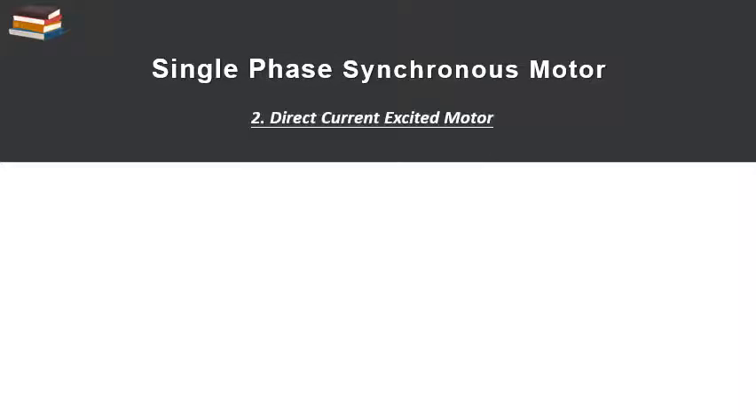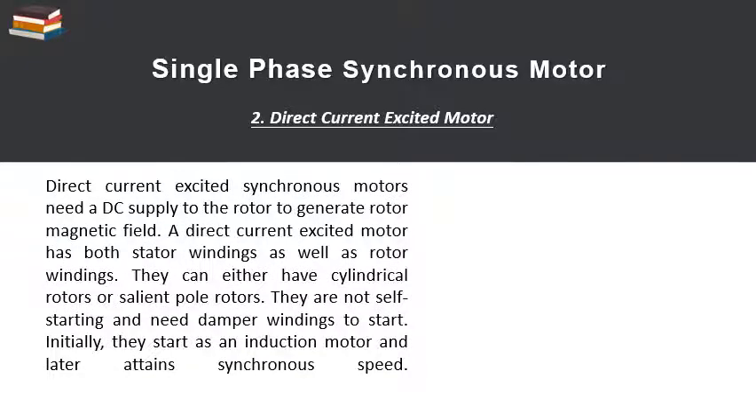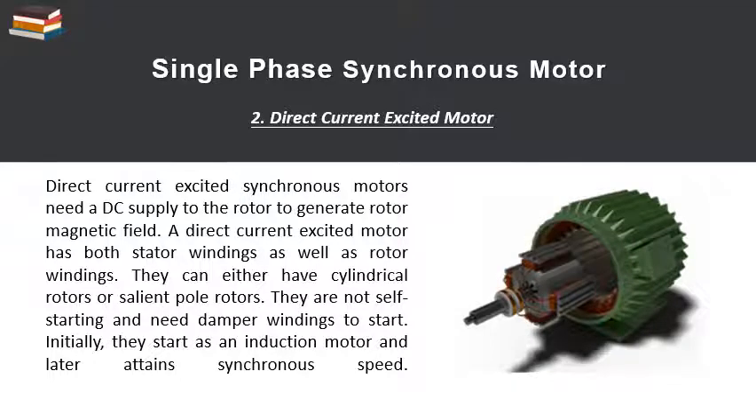Number 2 is direct current excited motor. The direct current excited synchronous motor needs a DC supply to the rotor to generate rotor magnetic field. A direct current excited motor has both stator winding as well as rotor winding. They can either have cylindrical rotor or salient pole rotor. They are not self-starting and need damper winding to start. Initially, they start as an induction motor and later attain synchronous speed.